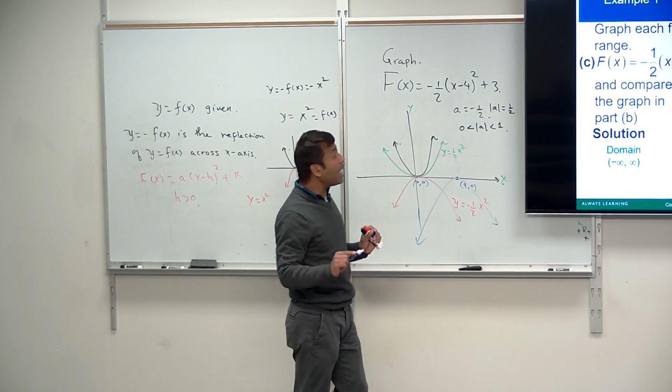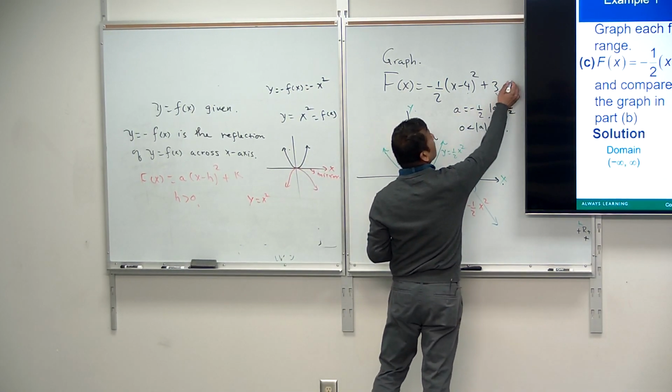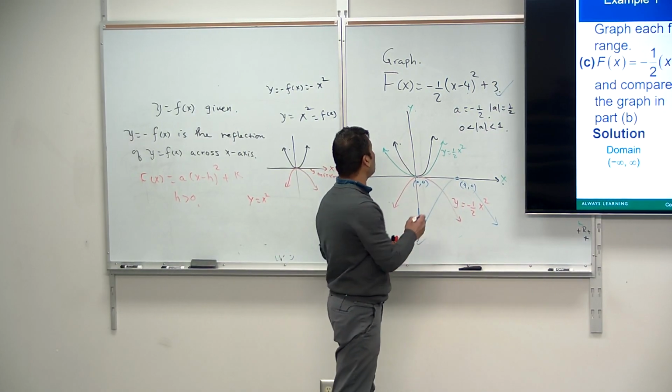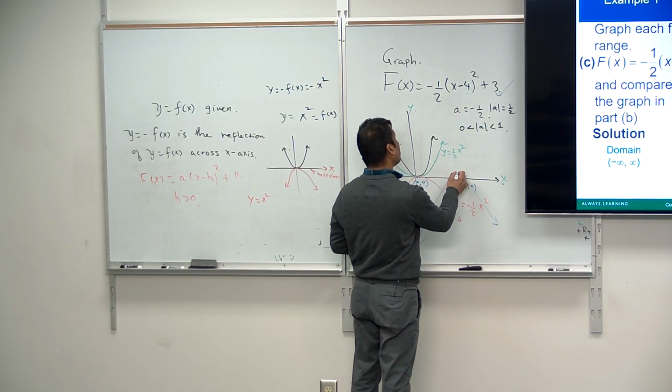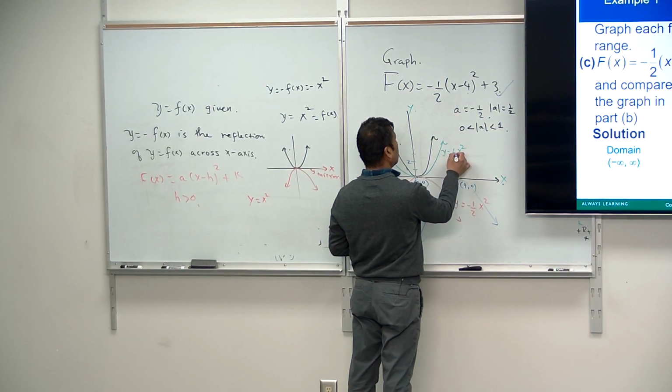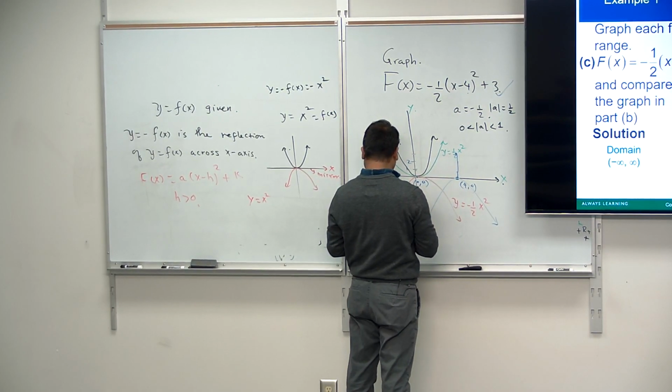And then that graph is shifted how many units? 3 units up. So from this point, you go 1 unit up, 2 units up, and then 3 units up. So it goes right here. So now you have something like the final graph. The final graph looks like this.